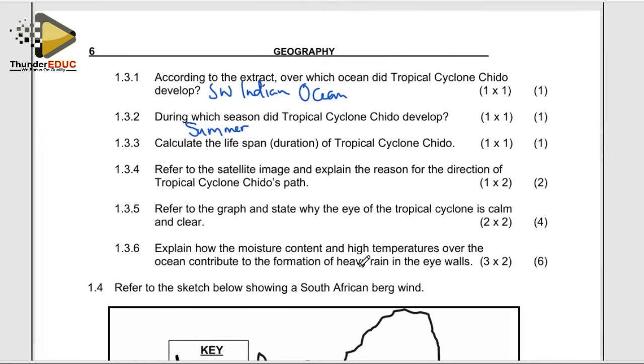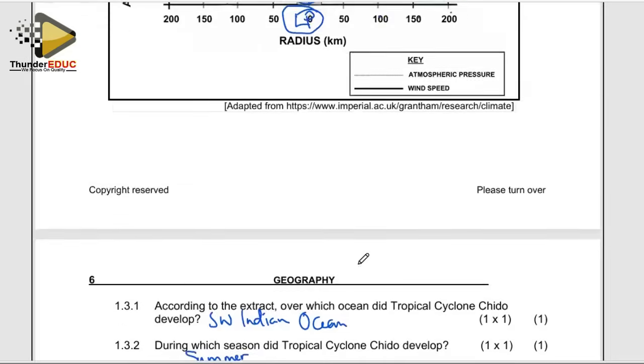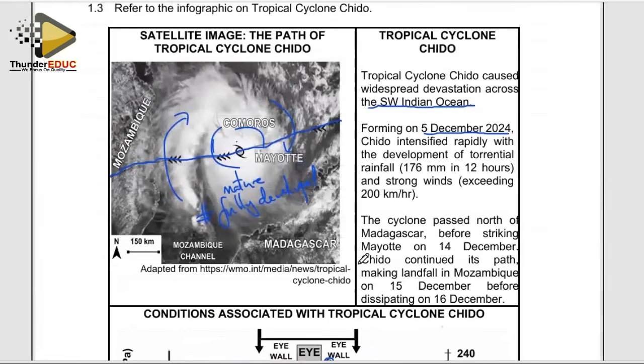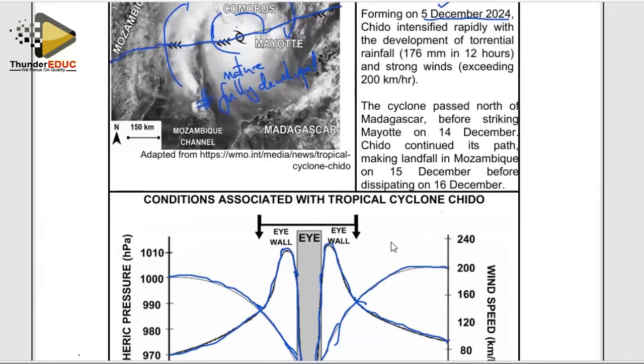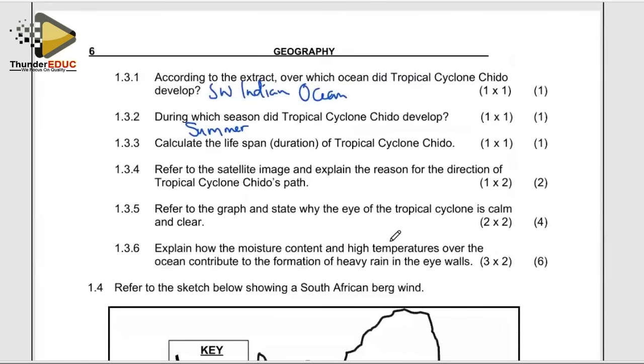Right. Calculate the lifespan or duration of tropical cyclone Chido. How long did it last? It formed on 5 December, made landfall in Mozambique on the 15th, and dissipated on the 16th. So we are saying the lifespan of this is from the 5th of December to the 16th. How many days are here? That's the question. We want to look at the number of days that this tropical cyclone Chido lasted.